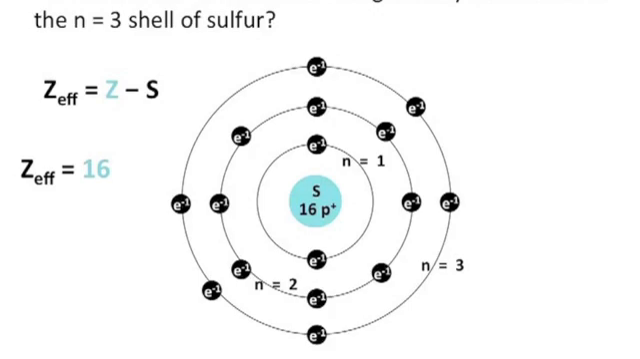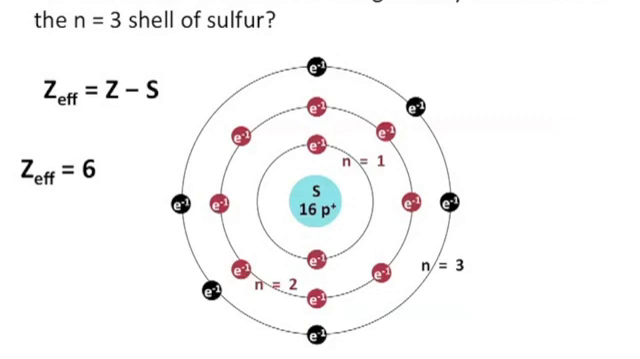Now the question is asking us what the effective nuclear charge is felt by an electron in the N equals 3 shell. That means that both the N equals 2 and N equals 1 shells are inner shells. And so the number of inner shell electrons is equal to 10. This makes the effective charge for an electron in the N equals 3 shell of sulfur equal to 6. Now whenever you are looking for the effective nuclear charge felt by an electron in the outermost shell of an atom, and in sulfur the outermost shell is the N equals 3 shell, the effective charge will always be equal to the group number on the periodic table.